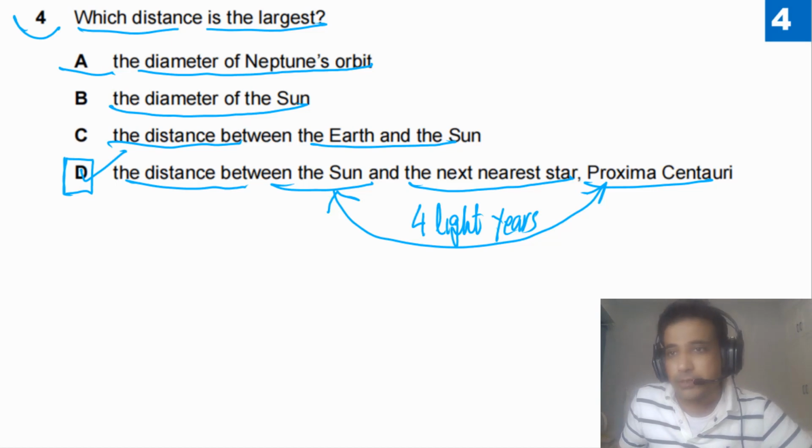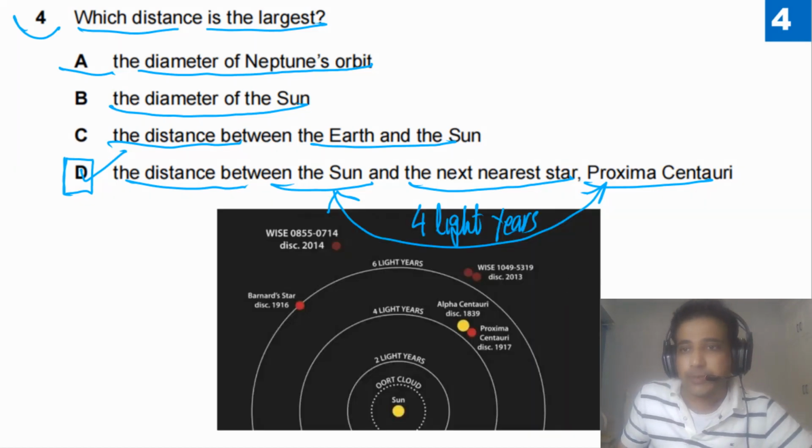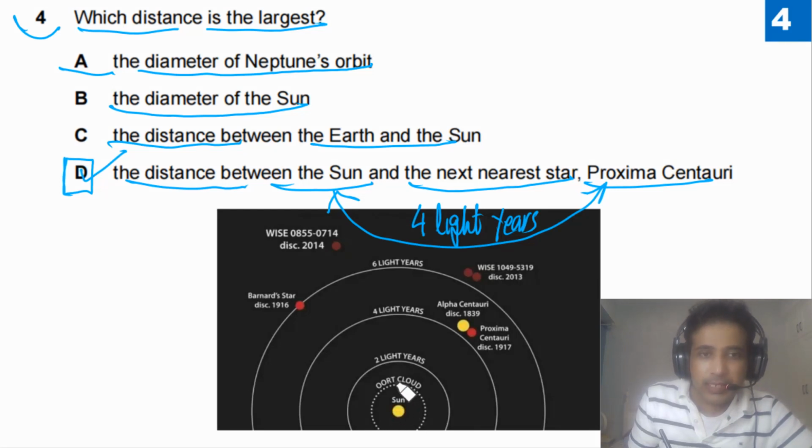Let's try to understand this one with a beautiful figure. If you look at this one, you can get some idea. So this is our sun and this is our solar system. That's the reason we ignore options A, B, C, because they are in the solar system.